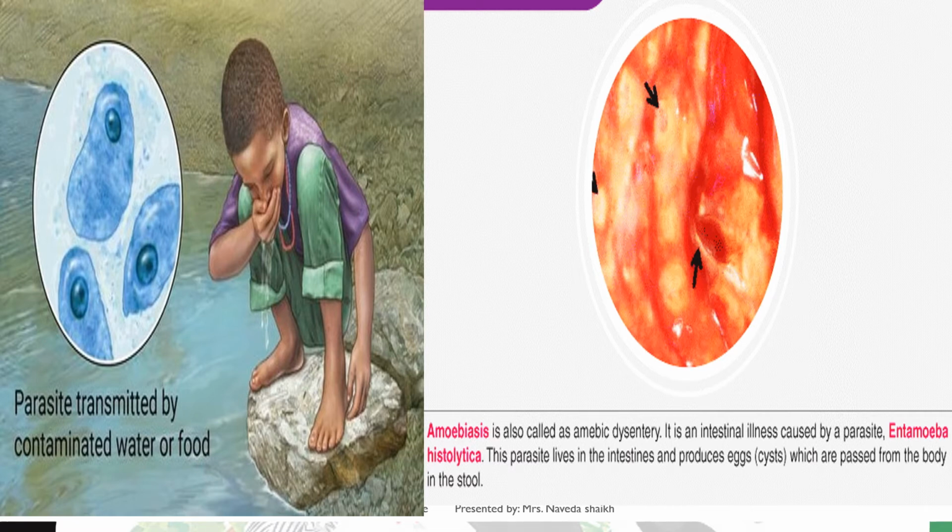They are parasitic and they live in your body and produce eggs, which are passed from the body in the form of stools. That person experiences a huge amount of diarrhea, meaning loss of water because of vomiting and because of loose motions. Okay, so it is very dangerous.